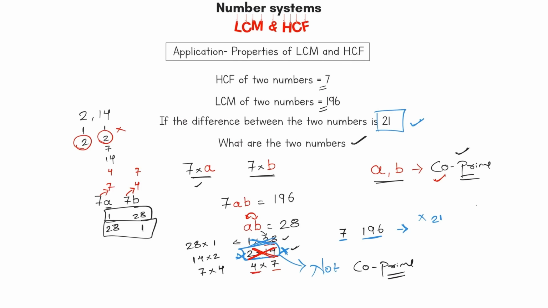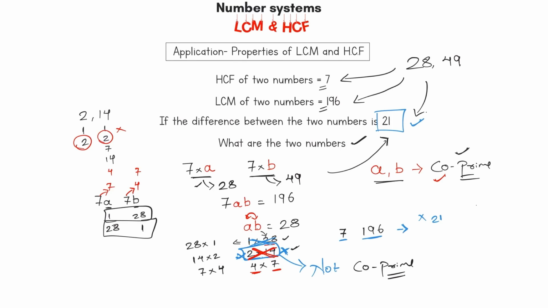Now let me try this case. When a is equal to 4 and b is equal to 7. If I take this case, 7 into 4, I'll get one number as 28. And 7 into 7, I'll get the other number as 49. Difference between the two, 49 minus 28, is equal to 21. So I know the answer now. The two numbers are 28 and 49. Their HCF, highest common factor, is 7. Their LCM, least common multiple, is 196. And their difference is 21.